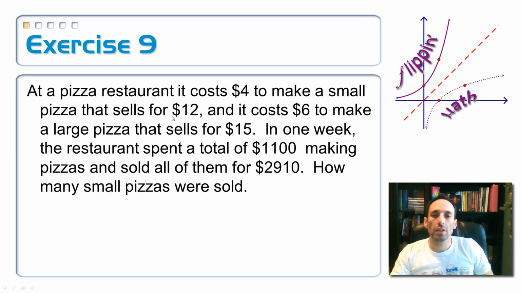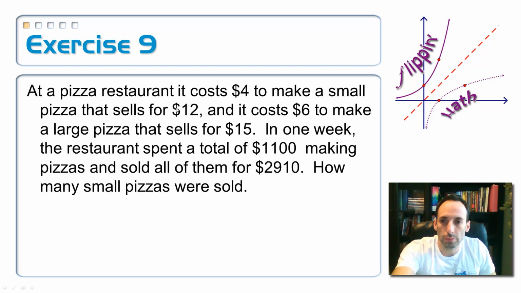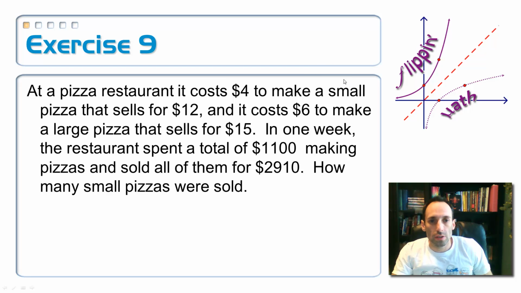Okay, so we need to define our variables here. We need the number of small pizzas, so let's call that x. So x is the number of smalls. And then we've got the number of larges, let's call that y. So y equals the number of larges.